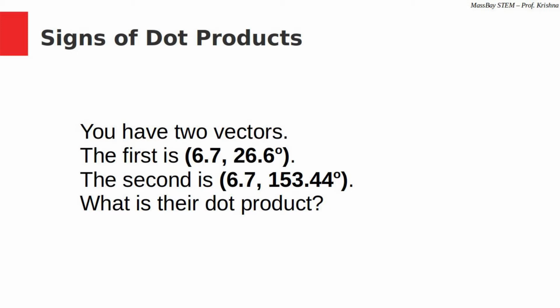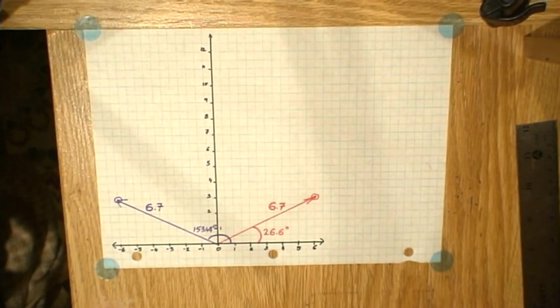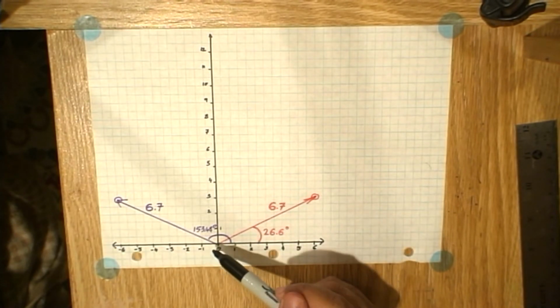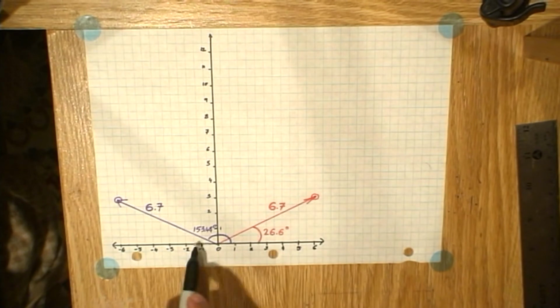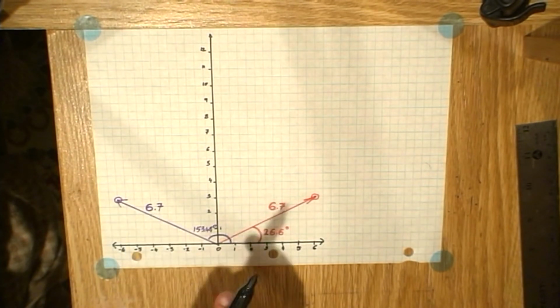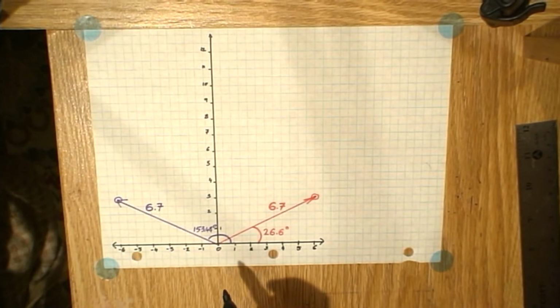How about this example? You have two vectors. The first is 6.7 oriented at 26.6 degrees. The second is 6.7 oriented at 153.44 degrees. What is their dot product? Now, let's take a look at this circumstance. Here, we have one vector with a length of 6.7 units at an angle of 26.6 degrees, and a second vector also of 6.7 units, but this time at an angle of 153.44 degrees. We're going to find the dot product of these two vectors.